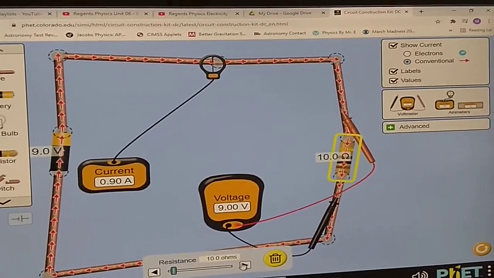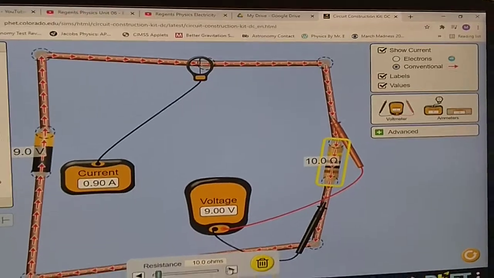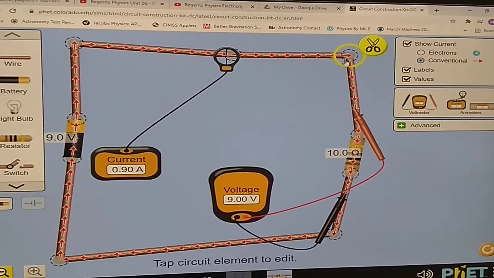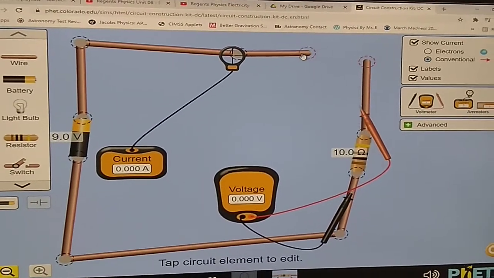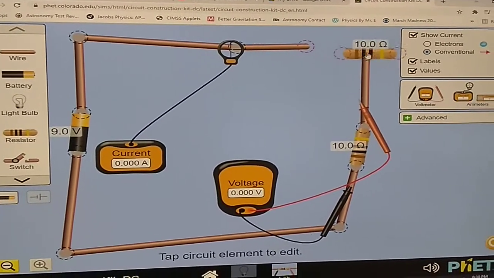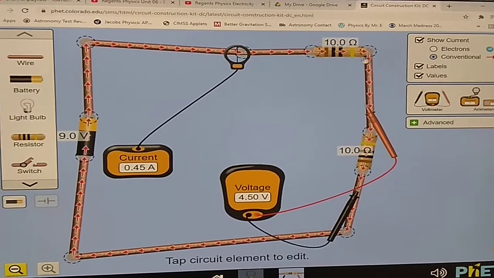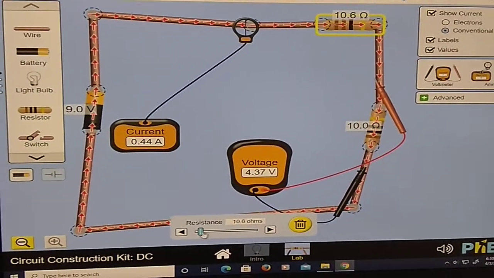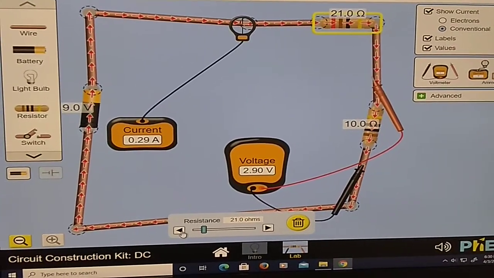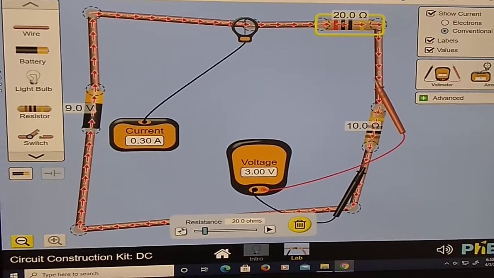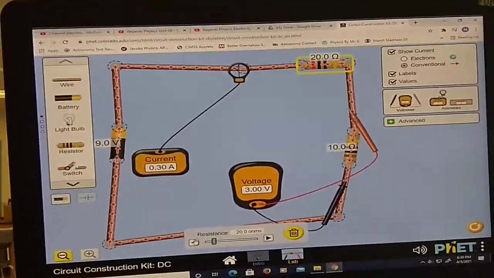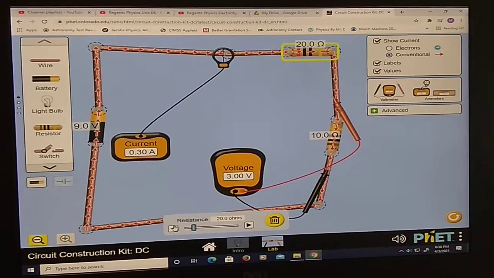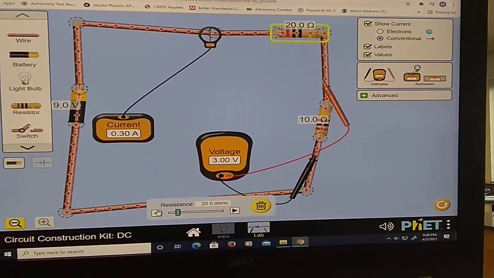Matter of fact, that'll even be true if I break the circuit temporarily and I add in another resistor. Let's put another resistor in there. And just for fun, let's make this one a different one. So let's make this, I don't know, like 20 ohms or something. Oh, that's not going to work. There we go. Okay. So notice that now that I have another resistor in there, the current has changed. The voltage gain from the battery has stayed 9.